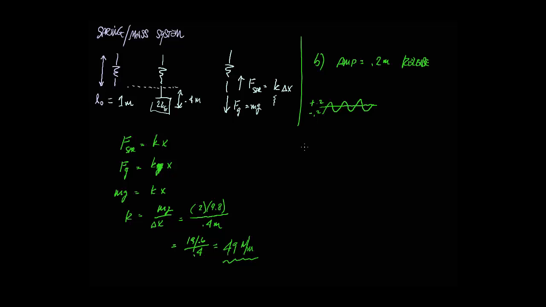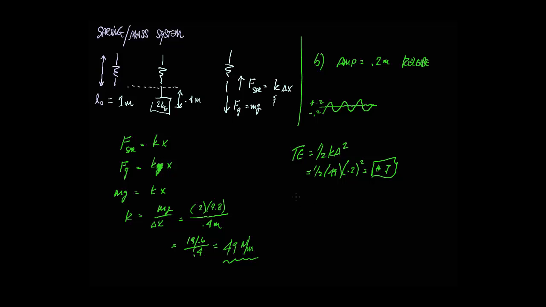We could find out the total energy it's going to have, which is 1/2 k A squared. That energy is actually potential spring energy. So that's half of 49 times 0.2 squared, whatever that comes out to be, and that'll be in joules.